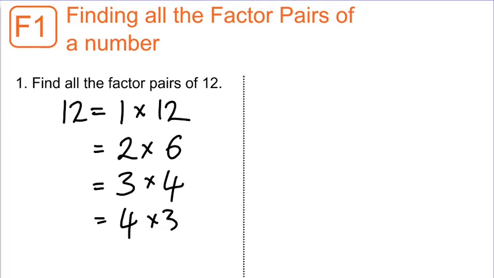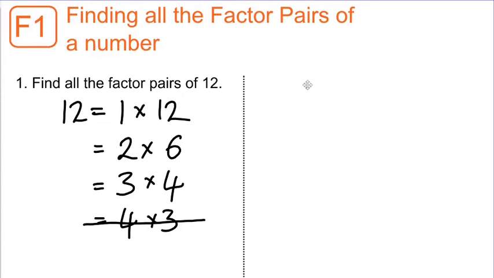The answer is 3. But now we spot that we're beginning to repeat ourselves. We've got a 4 here and a 4 here, and a 3 here and a 3 here. So that's really just the same pair twice, and I don't want to double count them, so I can cross out this last pair. So I have 3 factor pairs, 1 times 12, 2 times 6, and 3 times 4.